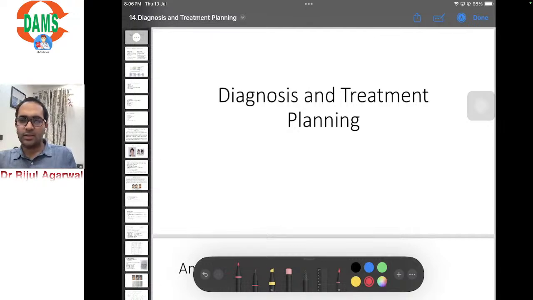Will be discussing the topic diagnosis and treatment planning in an orthodontic case, a very important topic from your exam point of view, of course, and in general as well, because without diagnosis of a case, be it any prosthodontic case, you cannot plan a case and you cannot start a case. So what are the important points, what things you need to look for in a case? We'll be discussing those points today in the lecture.